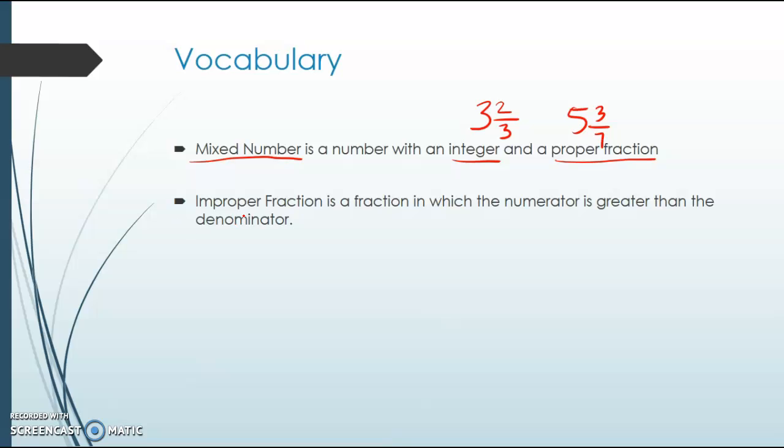And then an improper fraction is a fraction in which the numerator is greater than the denominator. So we could have 11/3 or 38/7, or any fraction that's bigger in the numerator than it is in the denominator. That's what makes it an improper fraction.